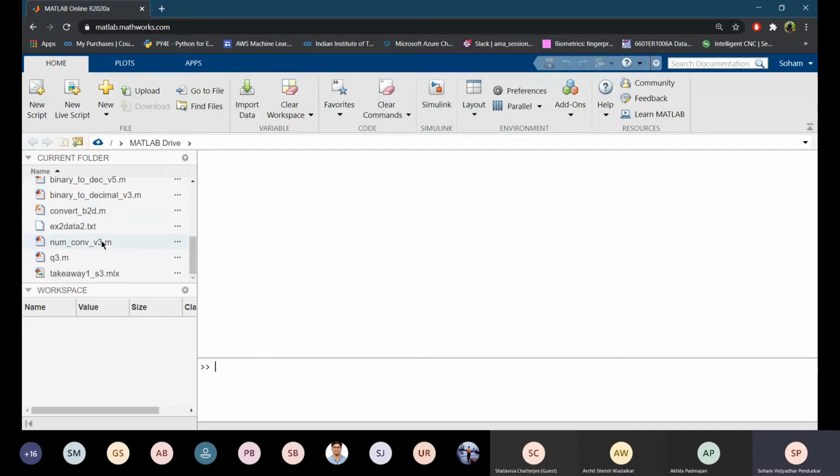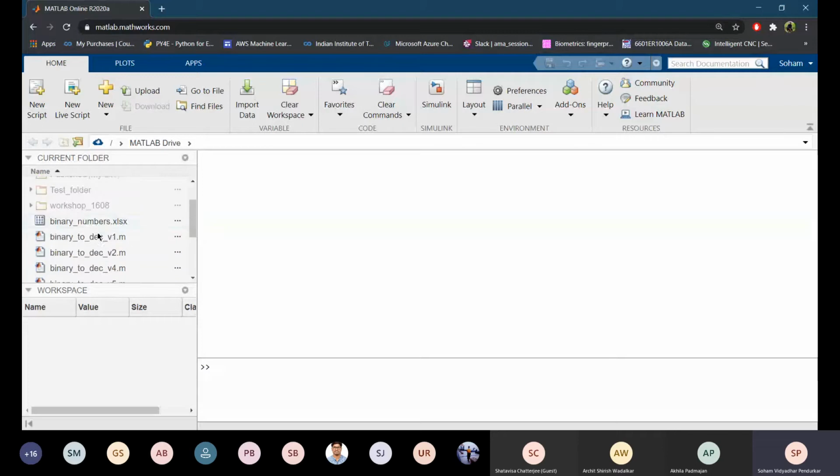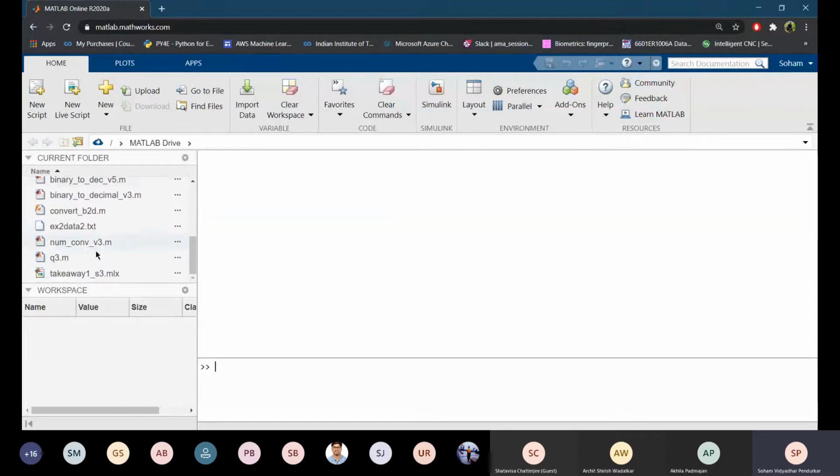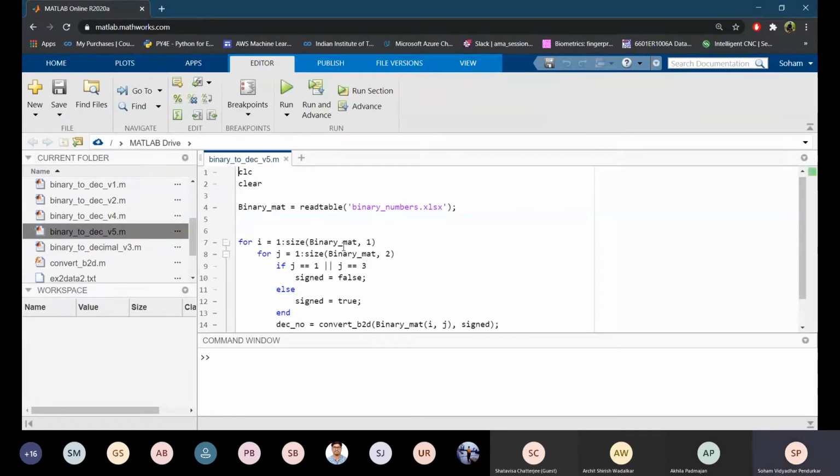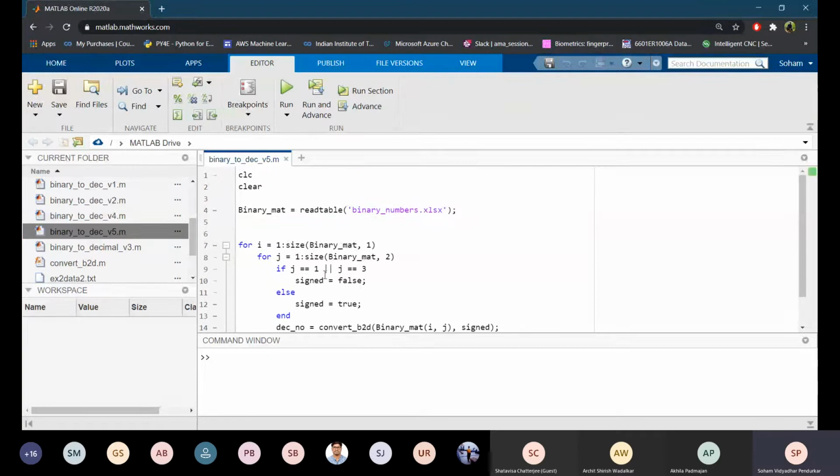Okay, so yesterday, as you remember, we were trying to read something from a data file, right? So binary numbers we are trying to read. We put that, I think, in version 5. Yeah, this is where we try to read from a data file.